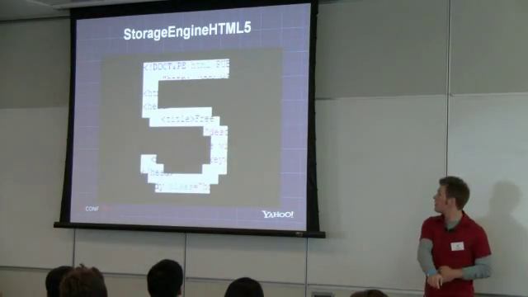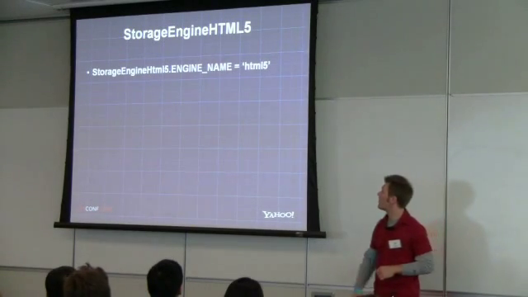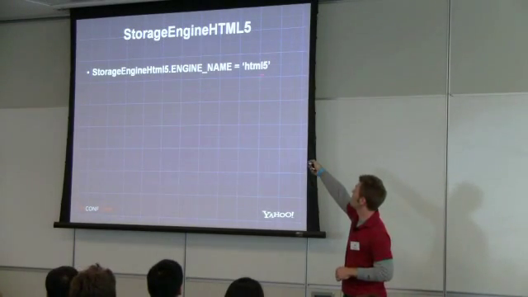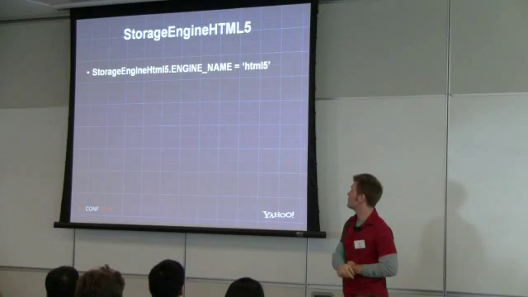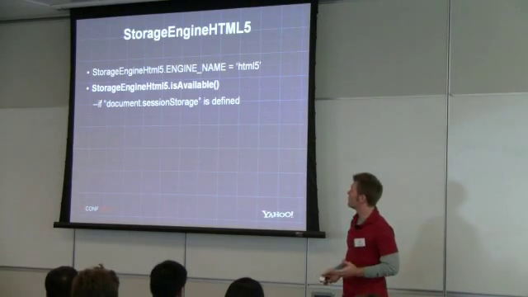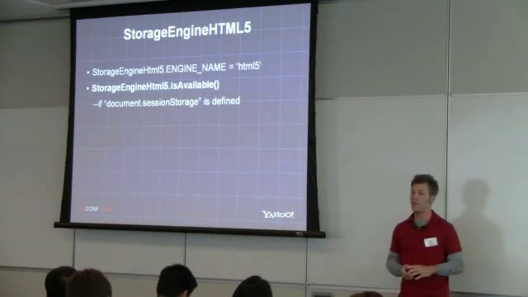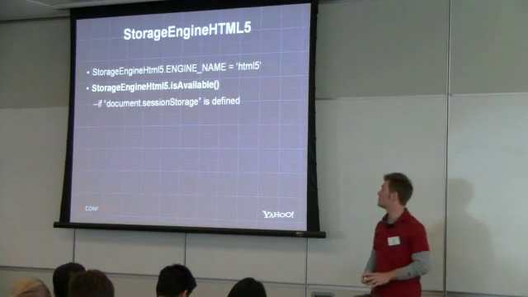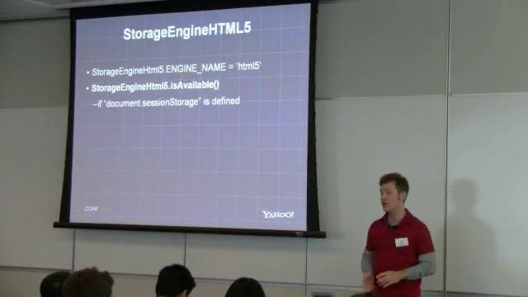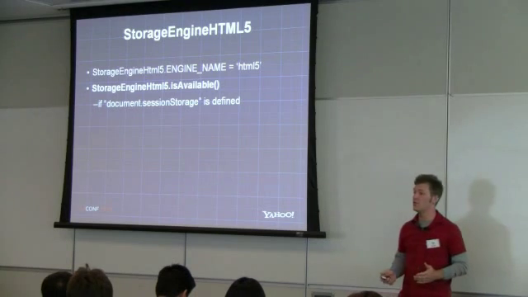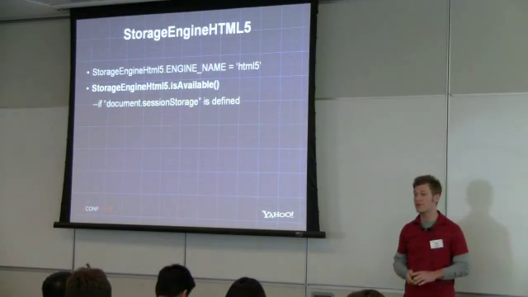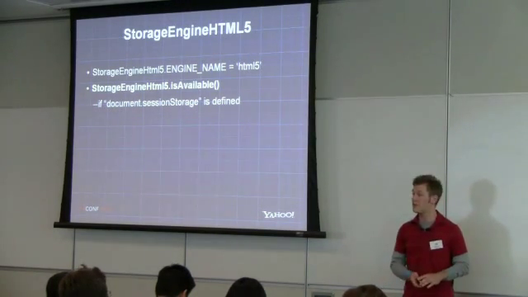So looking under the hood of HTML5, this is the unique name we've assigned to HTML5 for the engine. The isAvailable function, to see if we can use HTML5, all it's going to do is evaluate if document.sessionStorage exists. We assume if document.sessionStorage exists, that you can use the HTML5 engine.